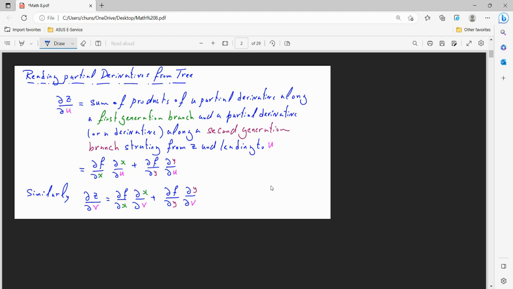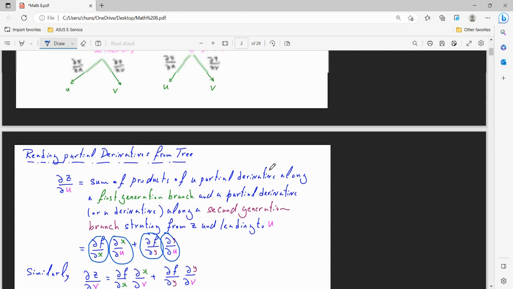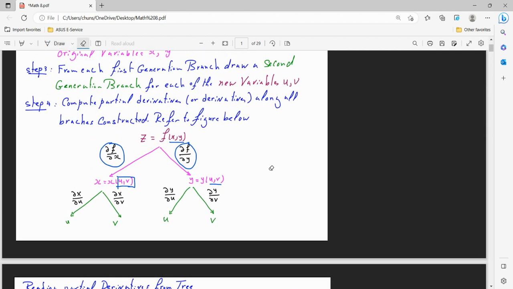So if we wanted dz over du, then we would use our function with respect to dx, then from there, dx with respect to du, plus our function dy, and our function of dy with respect to du. So if we wanted just our sum of u functions, we would go along this branch, and then we'd follow along this branch. So these would be multiplied, and we're adding it to this branch, following along to this branch here.